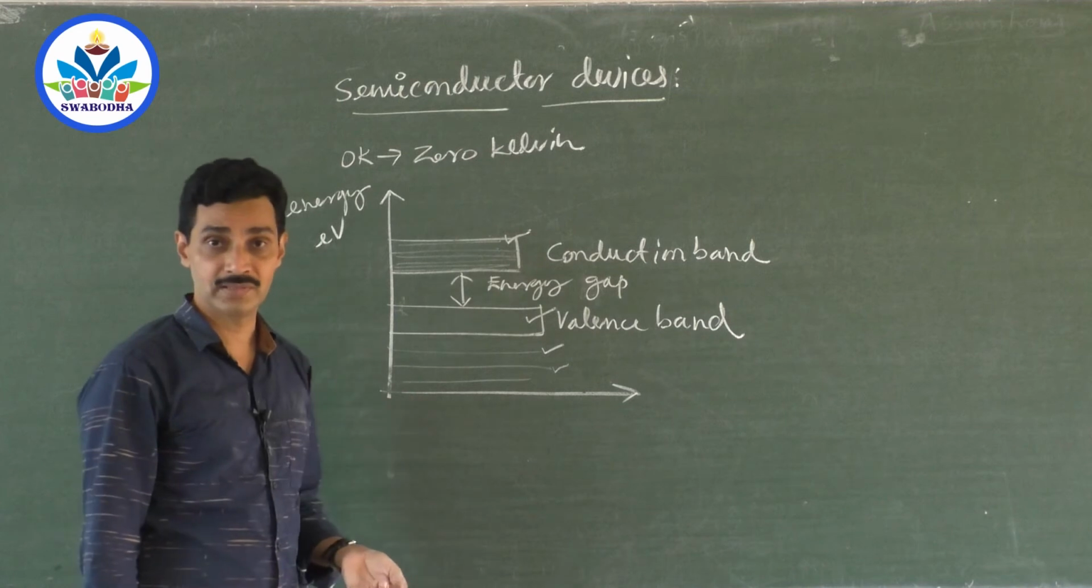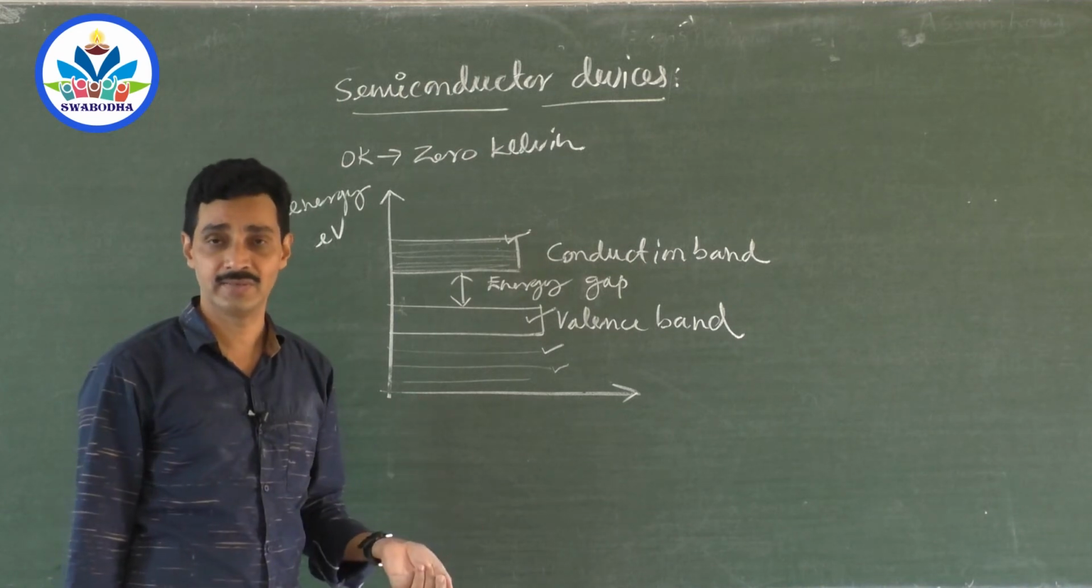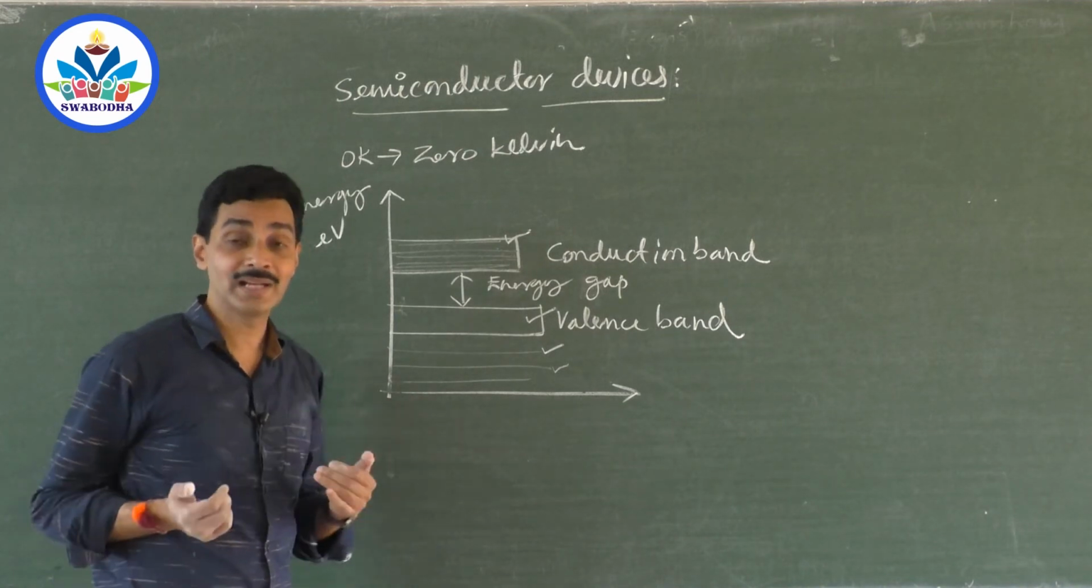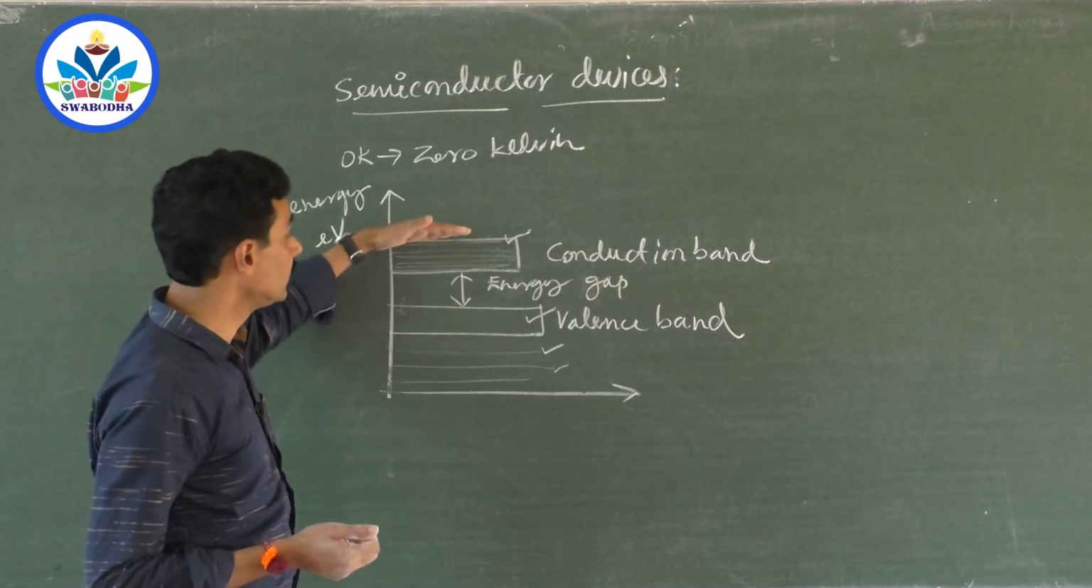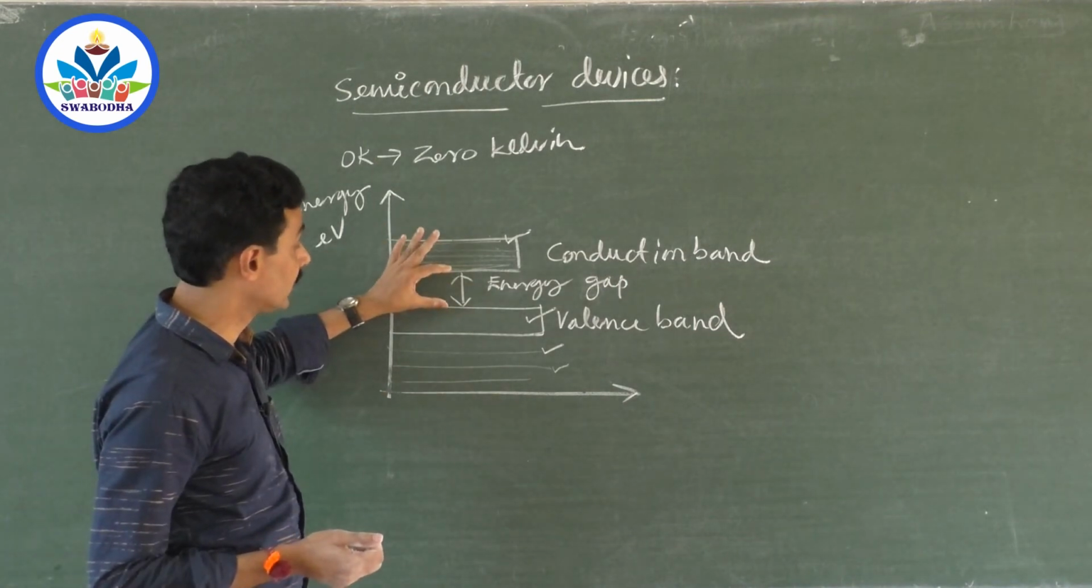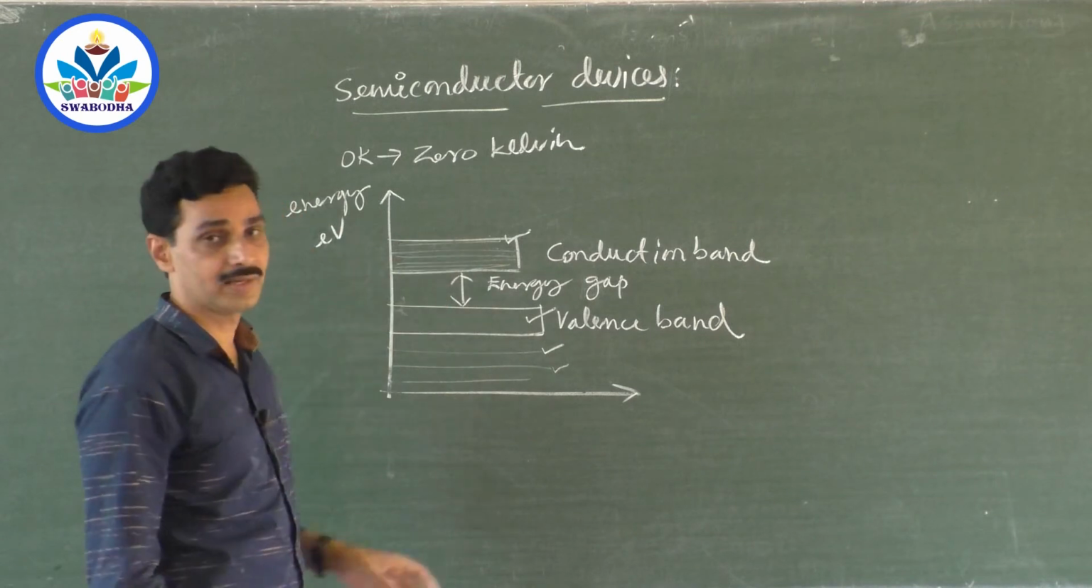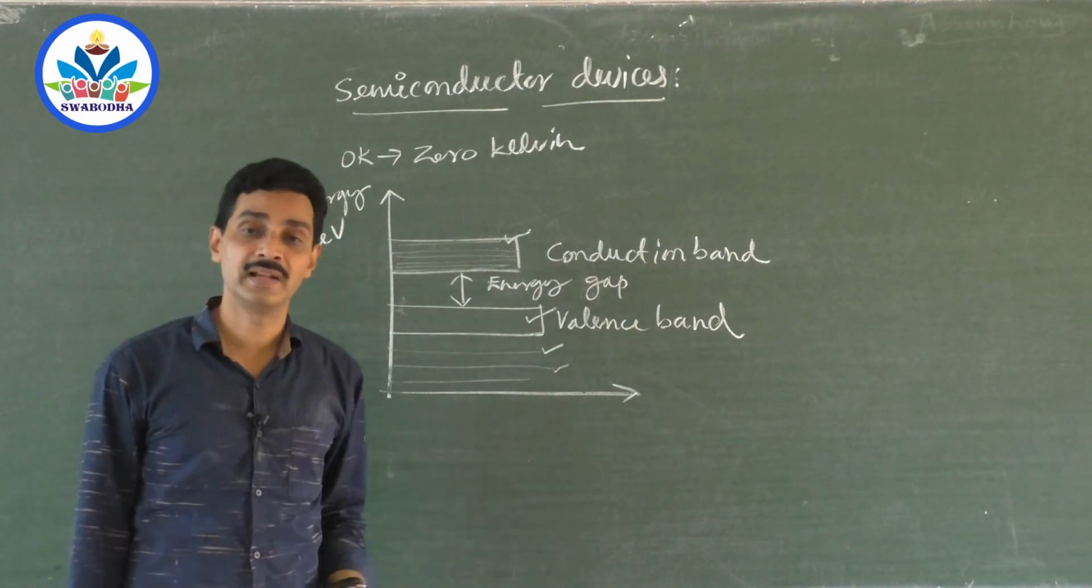But at room temperature, there is enough heat energy available. Electrons may absorb that external heat energy, and they may go to this conduction band by absorbing at least this much energy, which is called the energy gap. So how do you define the energy gap?